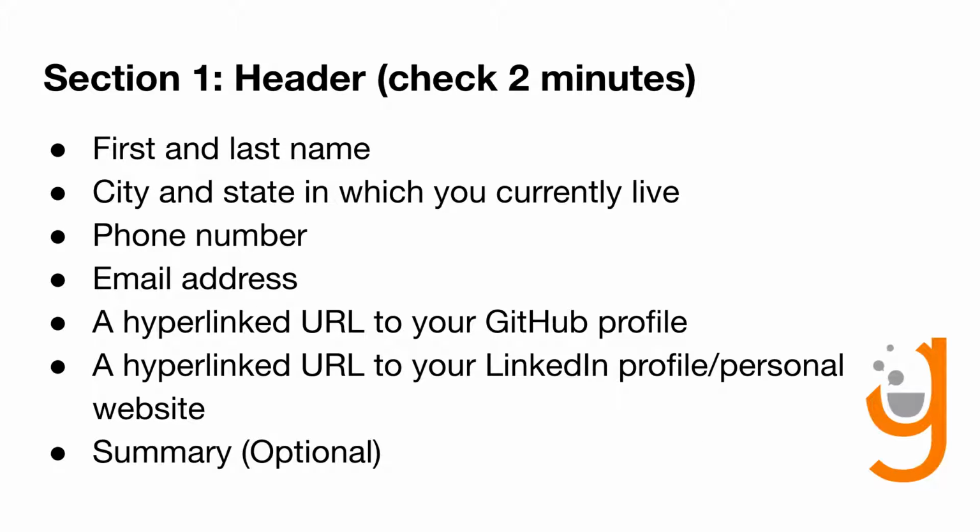So the first part of a resume is going to be your header. And so, of course, there's going to be a first and last name, a city and state in which you live, a phone number, email address, hyperlinked URL to your GitHub profile, and a hyperlinked URL to your professional LinkedIn page.